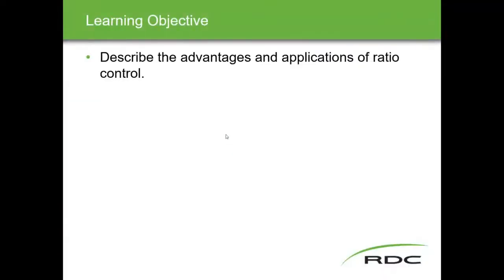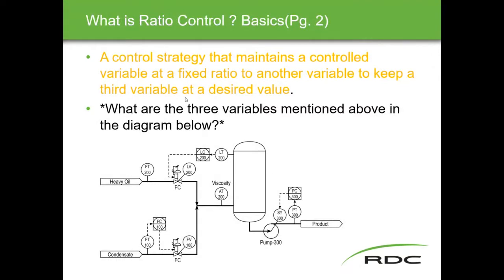So first objective here, Sarah, it says describe advantages and application of ratio control. So what is ratio control? First thing that we need to know is what exactly is ratio control. And by ILM definition, it says that a ratio control strategy is one that maintains a controlled variable at a fixed ratio to another variable in order to keep a third variable at a desired value.